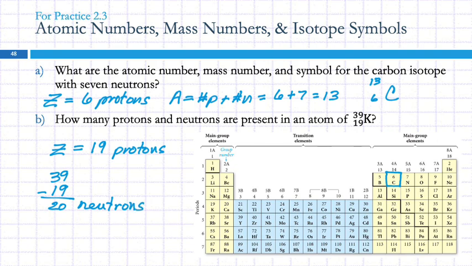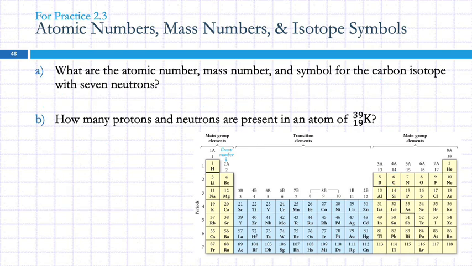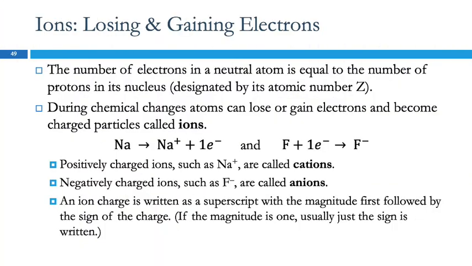How many electrons? 19. Same as the protons, because it has to be neutral. Okay? So the number of electrons is equal to the number of protons.